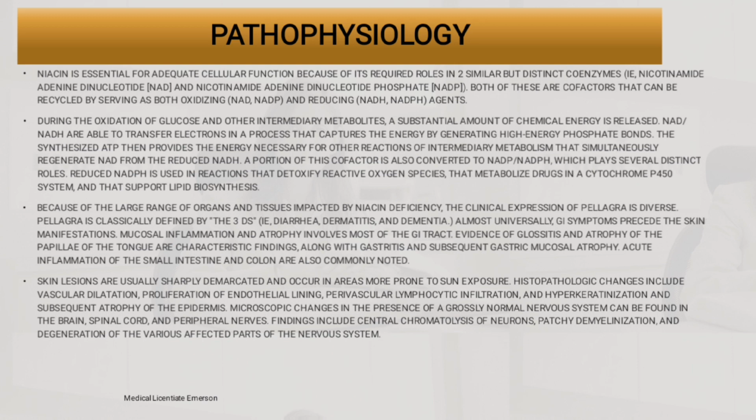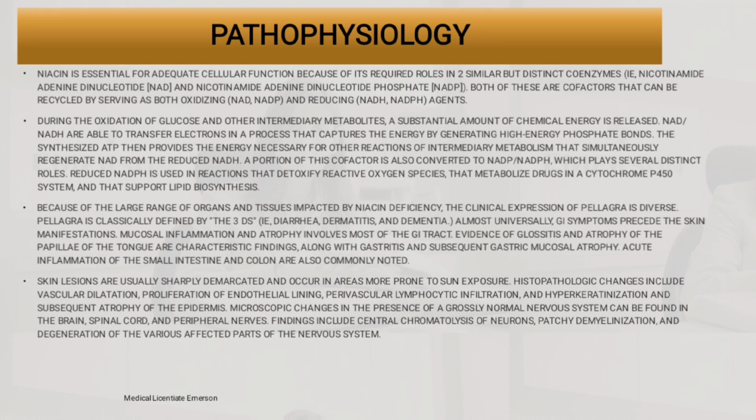Then skin lesions are usually sharply demarcated and occur in areas more prone to sun exposure, or sun-exposed areas, in short. Then histopathological changes include vascular dilatation, proliferation of endothelial lining, perivascular lymphocytic infiltration, and hyperkeratinization and subsequent atrophy of the epidermis.